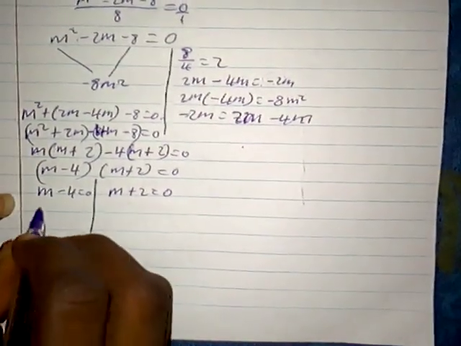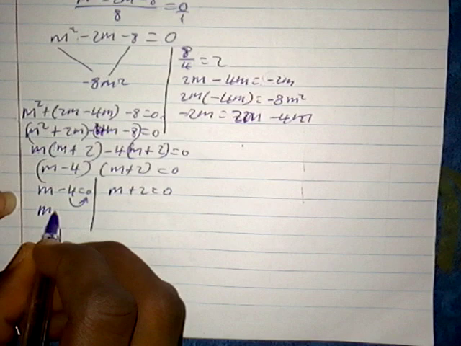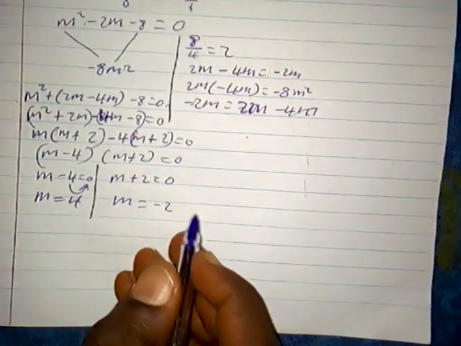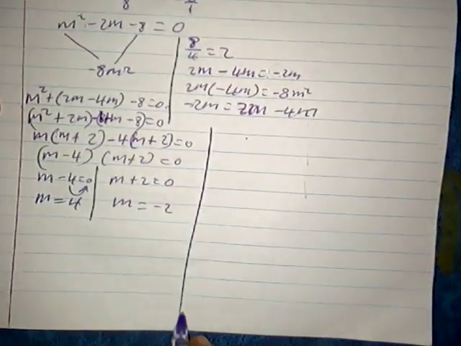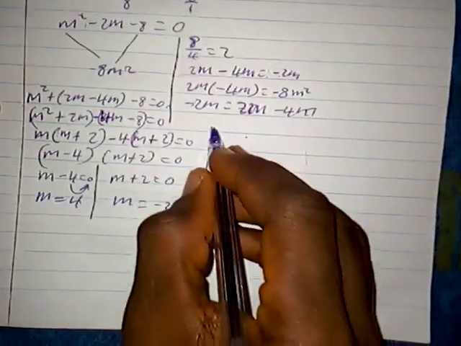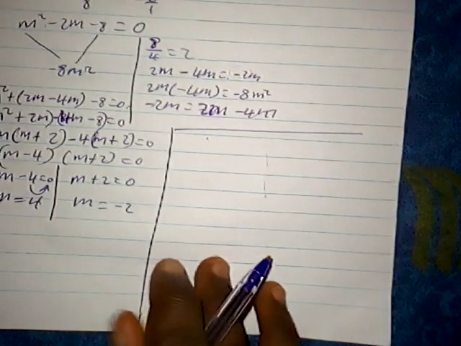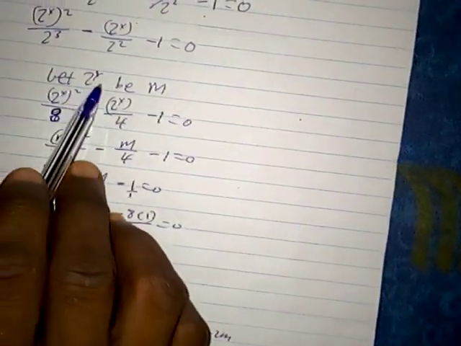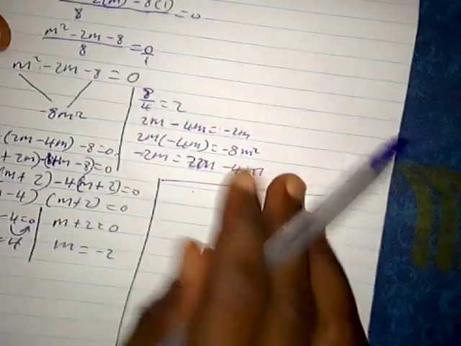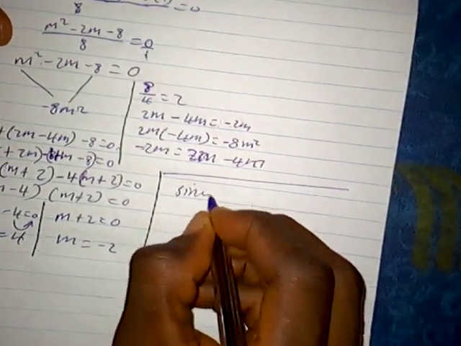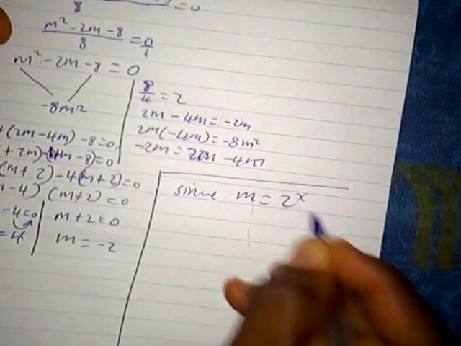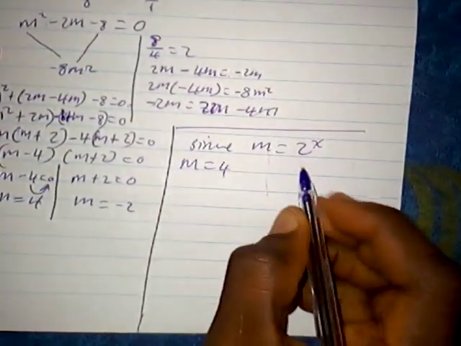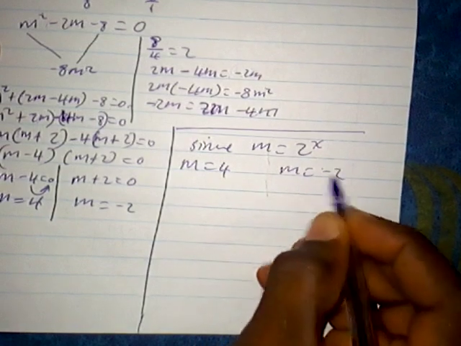We transpose: m equals 4, and m equals minus 2. Now we come again. Let's use this little space we have. We let 2 raised to the power x be m. So since m is equal to 2 raised to the power x, anywhere we see m, we put 2 raised to the power x. So m equals 4, m equals minus 2.